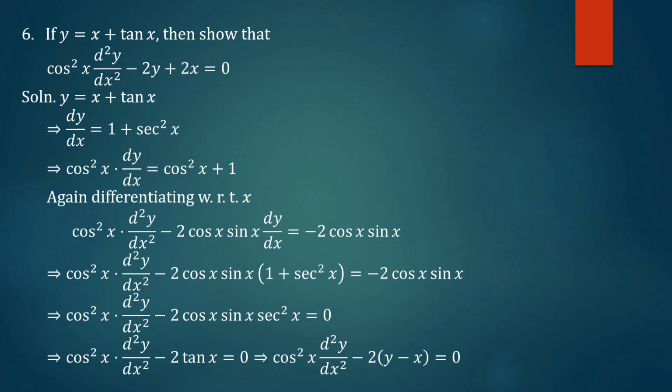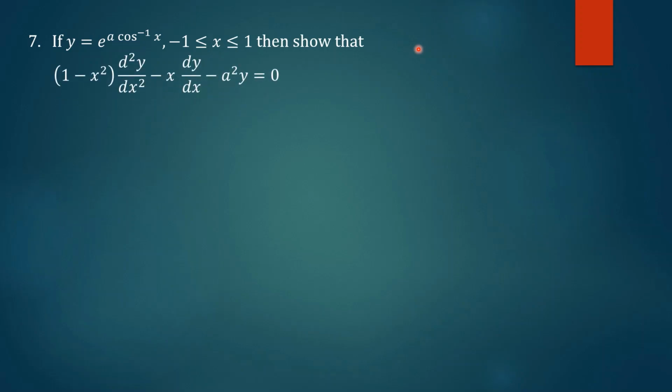Okay, so we come to another question. First is the question: if y is equal to e to the power a cos inverse x, the condition on x is that x cannot be more than 1 and cannot be less than minus 1, then show that 1 minus x square d2y/dx2 minus x dy/dx minus a square y is equal to 0. And this type of problem we actually solved in the earlier classes, you can recall or you can check your copy. We have solved these types of problems in the previous classes. So first I am going to solve this problem, don't worry.